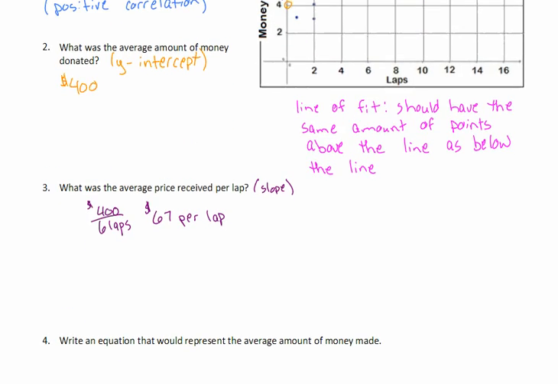All right, with that in mind, we're supposed to write an equation that would represent the average amount of money made. So this is back to what we're used to. We know that we're dealing with laps, and we know that we're dealing with amount earned.